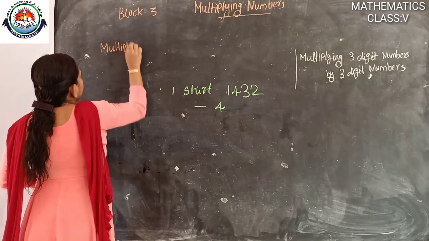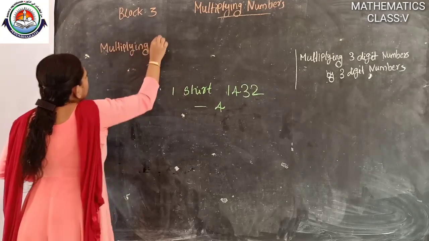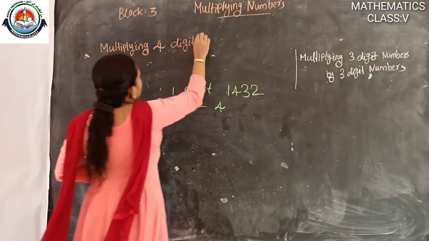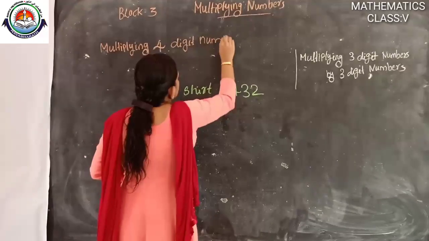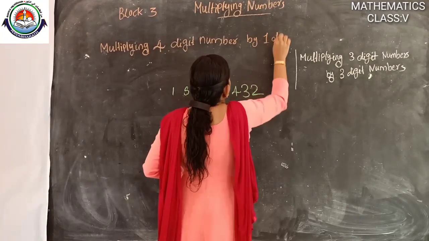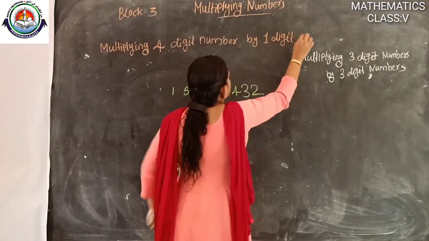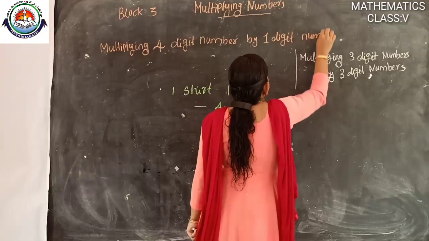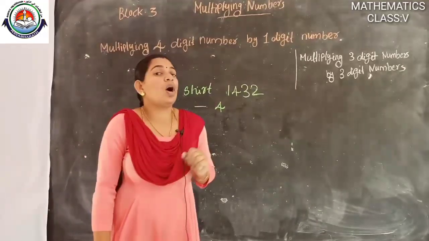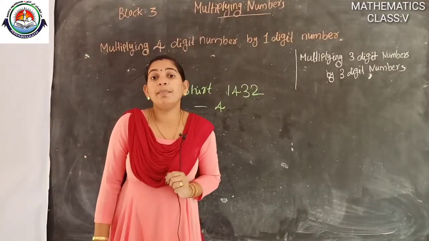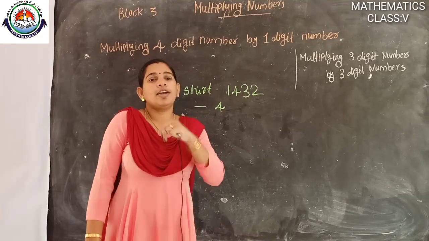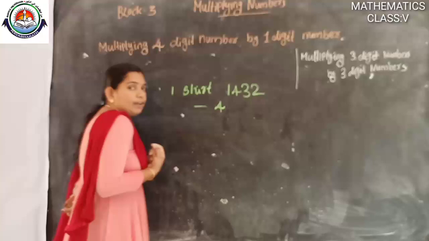Multiplying 4 digit number by 1 digit number. Our topic is multiplying a 4-digit number by a 1-digit number. We will check how we multiply a 4-digit number by a 1-digit number. Are you ready? Okay.